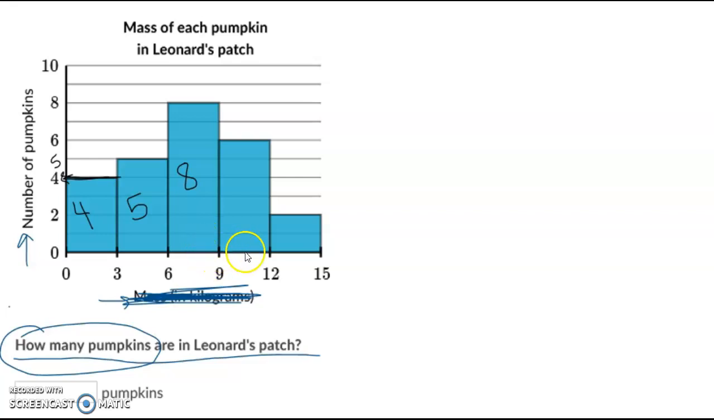How many pumpkins fall between 9 and 12? Go up and across, that's 6. And then between the 12 and 15 category, go up and across, and that's 2. So now we know how many pumpkins are in each category, but it wants to know how many pumpkins are total in the patch. So what we need to do is add these up. So we have 4 plus 5 plus 8 plus 6 plus 2.